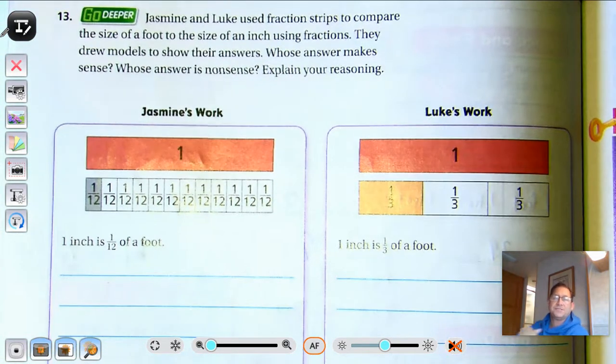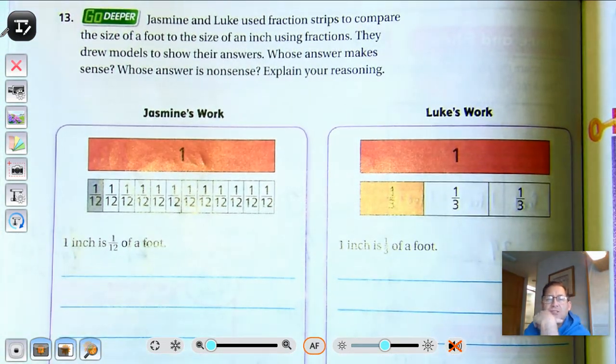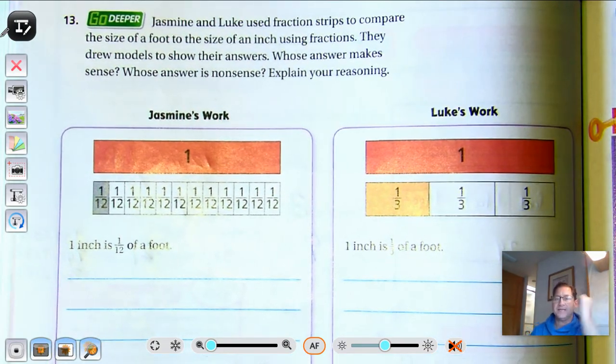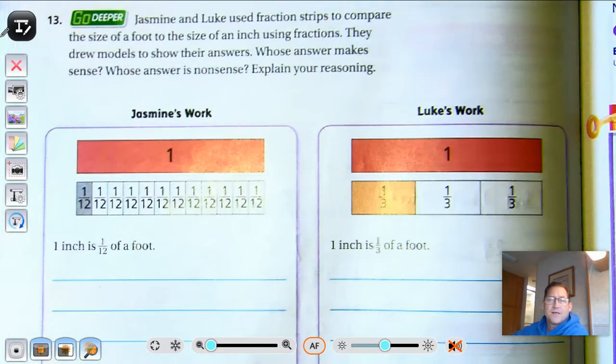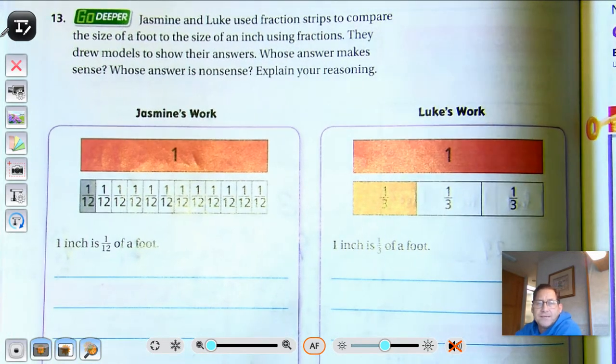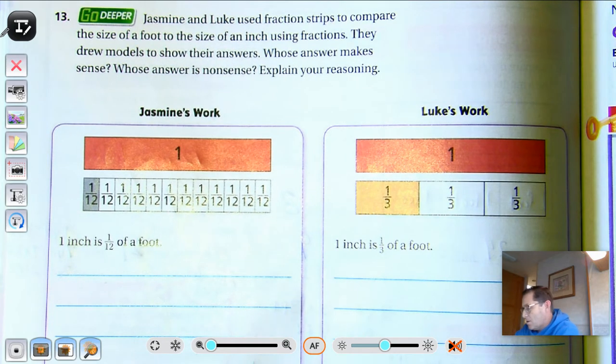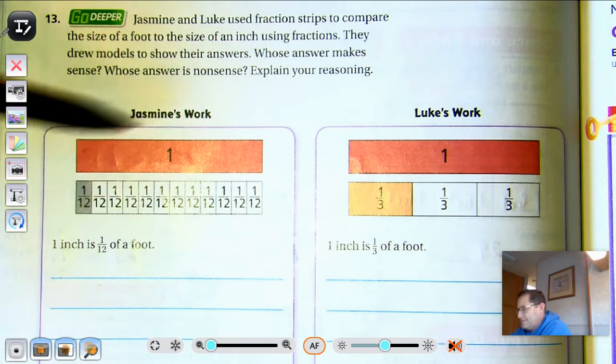Number 13. Jasmine and Luke use fraction strips to compare the size of a foot to the size of an inch using fractions. Okay, that makes sense. They drew models to show their answers. Whose answer makes sense? Whose answer is nonsense? Explain your reasoning. Well, Jasmine is saying that this is 1 foot.